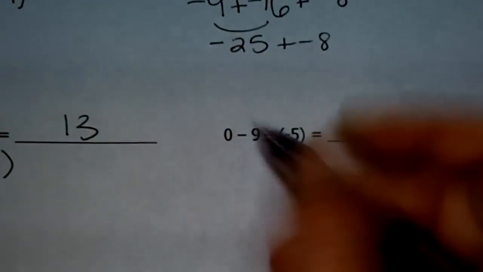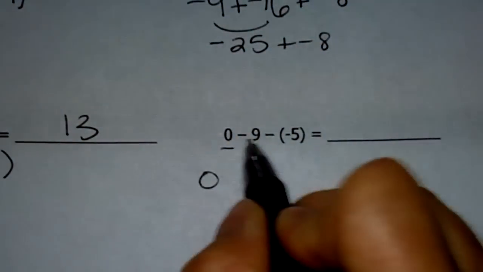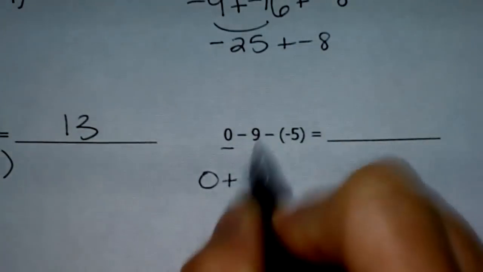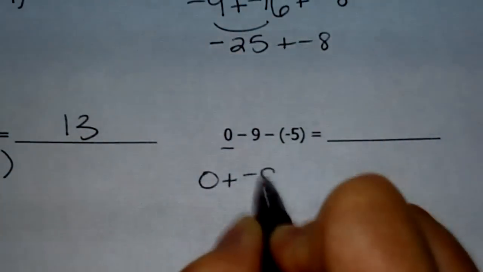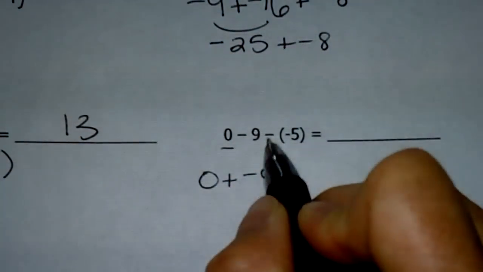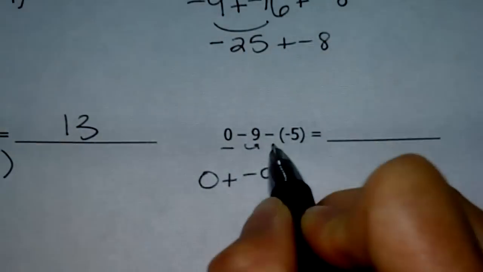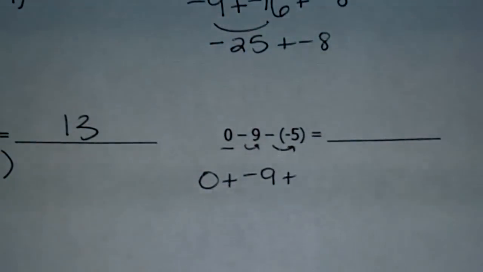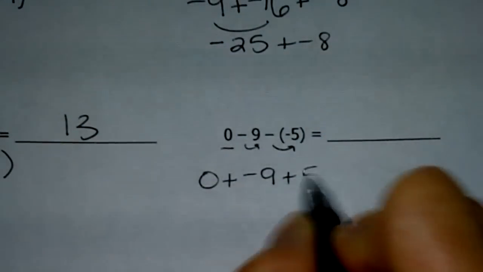Keep 0. Change subtraction to addition. That was a positive 9. I'm going to make it a negative 9. I need to change this subtraction to addition. And now I need to change the sign of the number that follows that. That was a negative 5. Make it a positive 5.